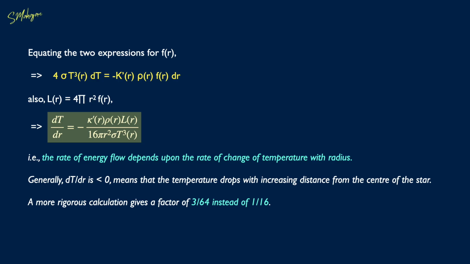The rate of energy flow therefore depends upon the rate of change of temperature with radius. In general, this temperature gradient dT by dr is negative, which means that the temperature drops with increasing distance from the center of the star. A more rigorous calculation gives a factor of 3 by 64 instead of 1 by 16, which are not very different from each other mathematically.